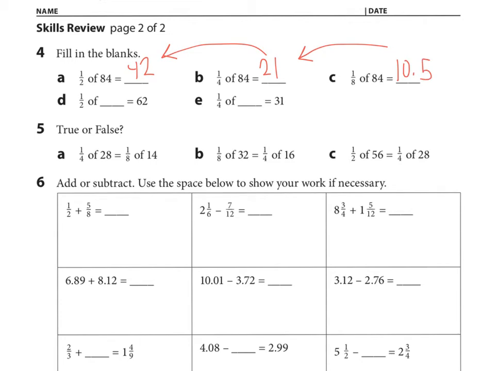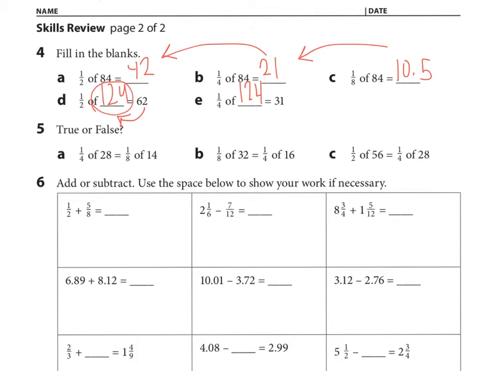D, 1/2 of something is 62. So to find half of this number, I need to double this number, right? So double 62 is 124. And then 1/4 of something equals 31. Well, I know I can double 31. 31 doubled is 62. So 1/4 of a number is 31. That number must be 124 because half of 124 is 62. Half of 62 is 31.